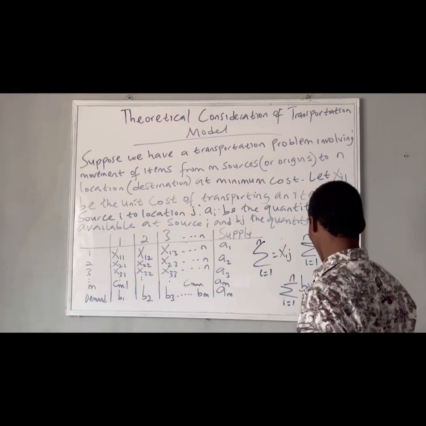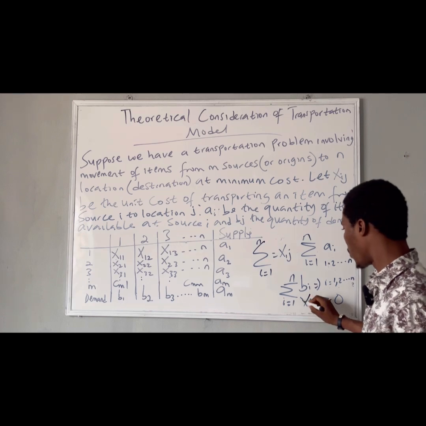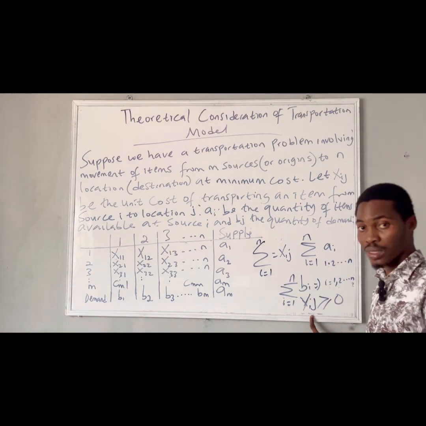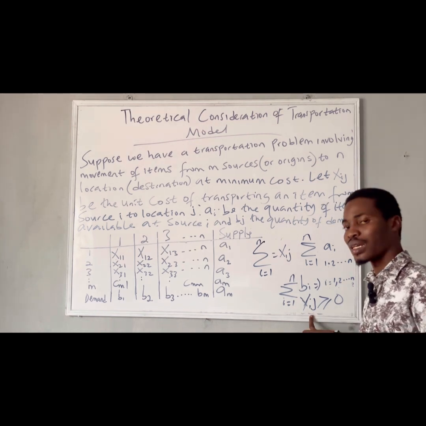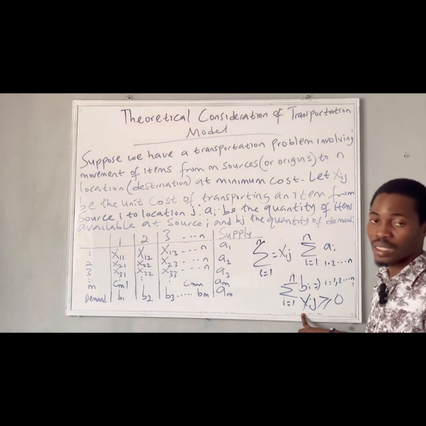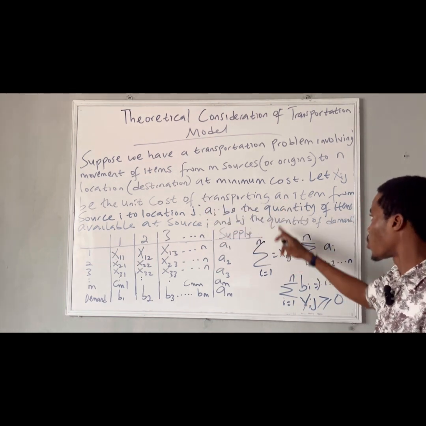Then Sij must be greater than or equal to 0. This is a non-negativity constraint. That is, our Sij must be greater than or equal to 0. This simply means that we must not have any negative value for the cost of transportation. It must not be negative.